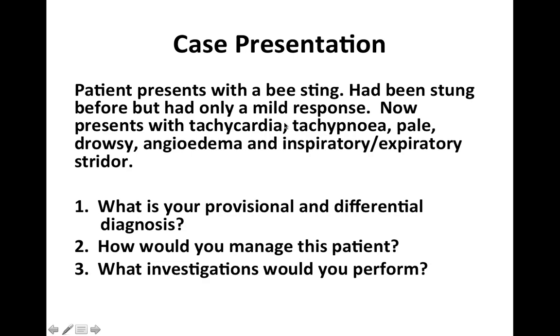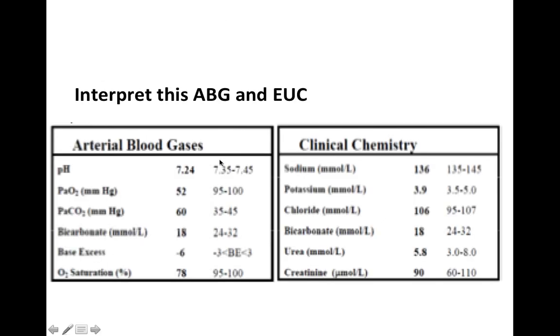Okay, so patient presents with a bee sting. He's been stung before, but only had a mild response. Now he has tachycardia, tachypnea, is pale, drowsy, with angioedema, inspiratory and expiratory stridor. What's your provisional differential diagnosis? How would you manage this patient? What investigations would you perform? And interpret this ABG and ECG.